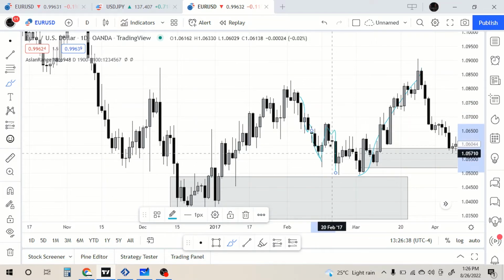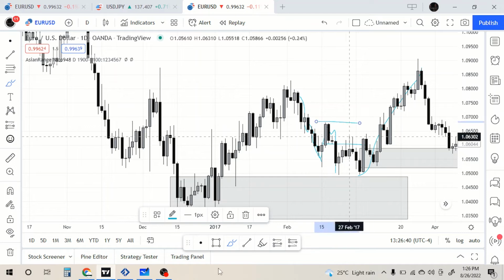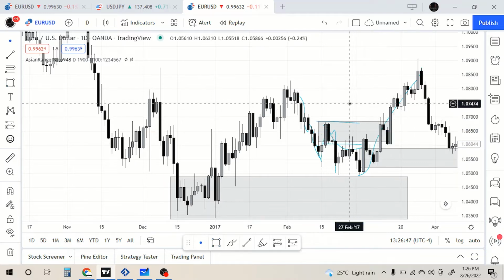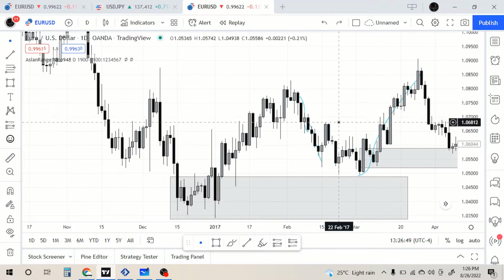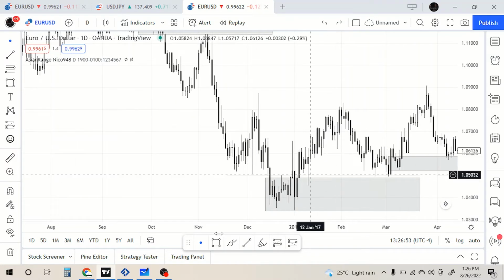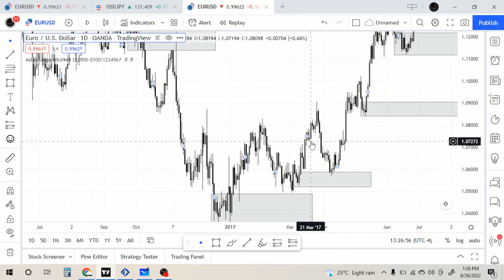So this zone I'm highlighting here is also a supply zone. Not every supply zone is going to hold, and clearly not every demand zone is going to hold, else we would all be millionaires, as I just stated.